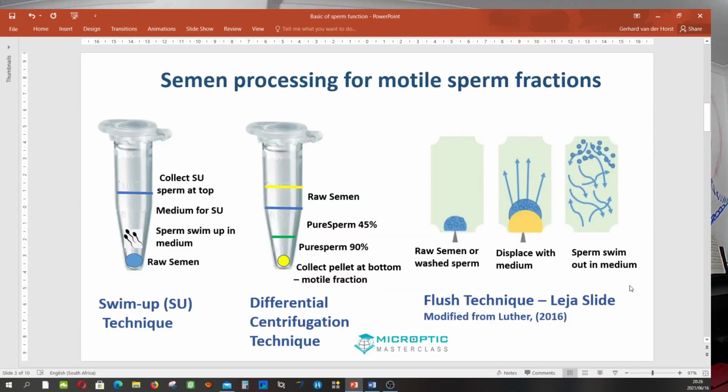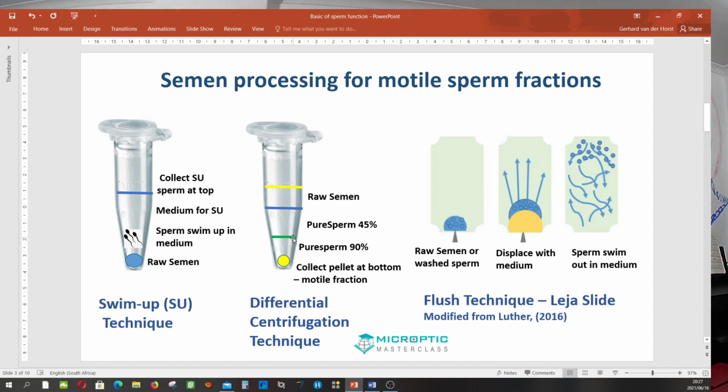So how do we prepare sperm to look at these different subpopulations, which I've alluded to and which is very important? There are many methods, and I'm not going to go into detail here. The classical method is the swim up, where we put a raw semen sample down at the bottom. The sperm swim up in the medium, and the sperm is captured here.